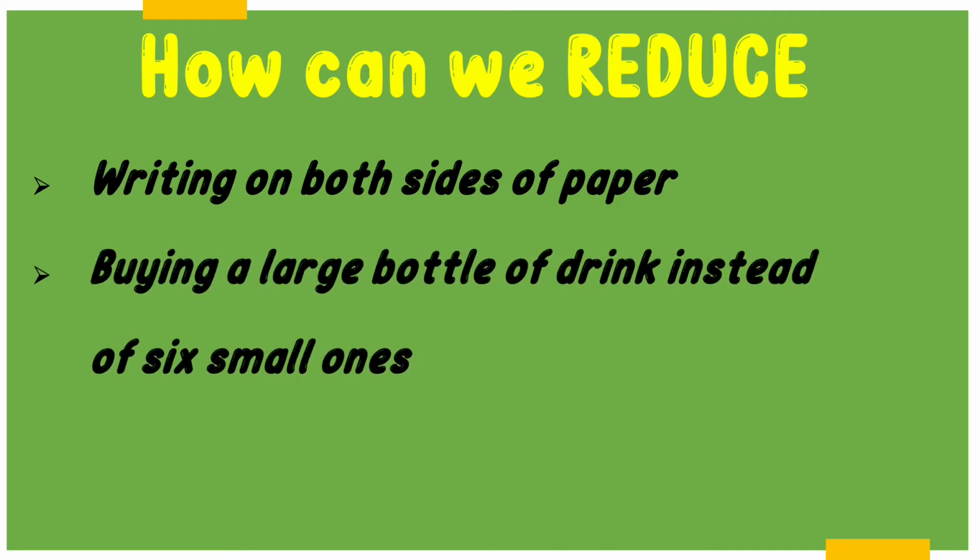Also, buying a large bottle of drink instead of buying 6 small ones can help, right? Because when you're using a large bottle, you're having only one bottle. But when you buy 6 small ones, you have 6 bottles. So we can reduce by having a large one.